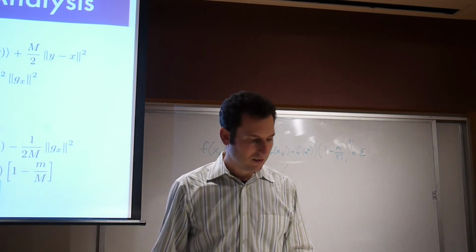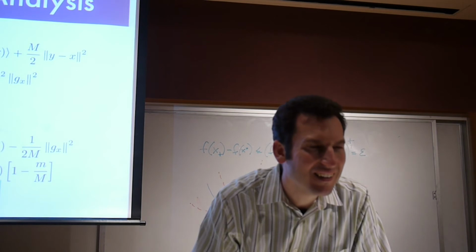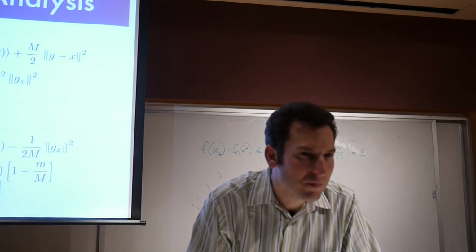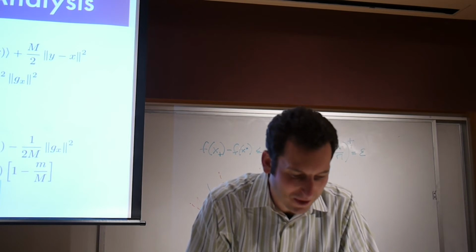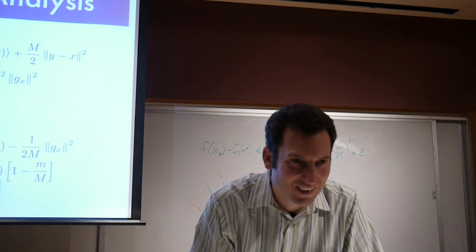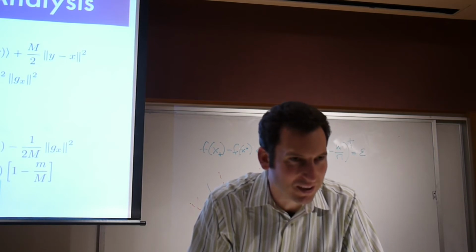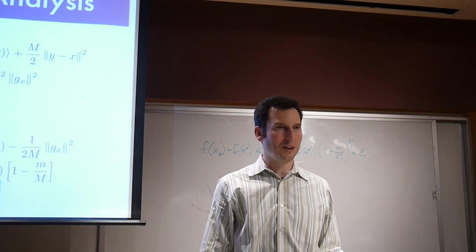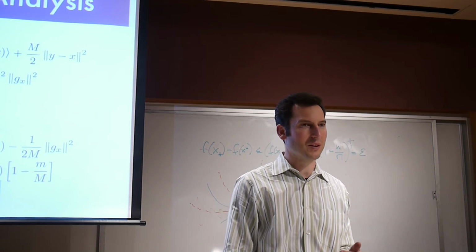Question: how do you know what x star is? You don't know that. But quite often you will have a lower bound. You might, for instance, know that it's non-negative. If you know it exactly, it's great. In many cases, you will be able to compute a lower bound in certain ways.